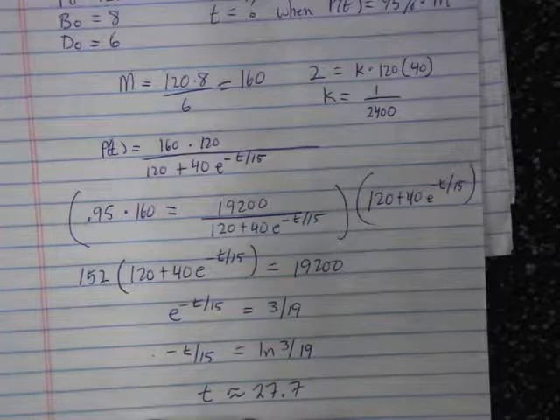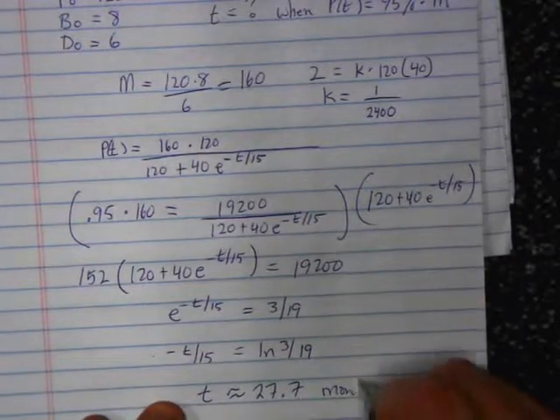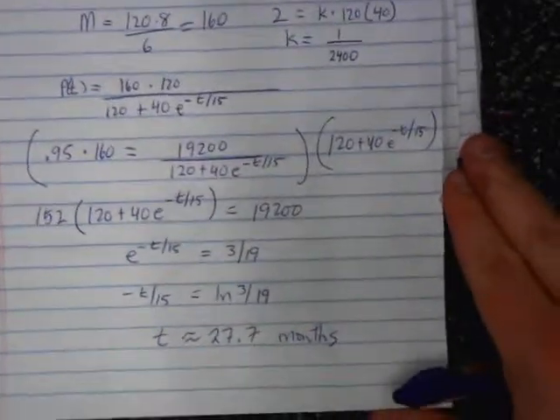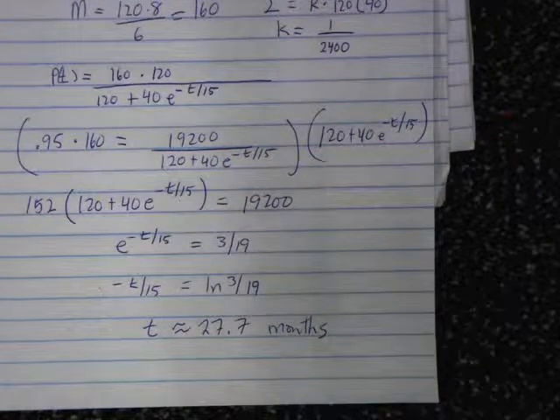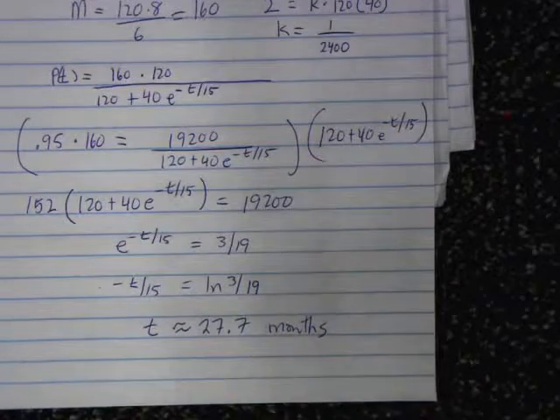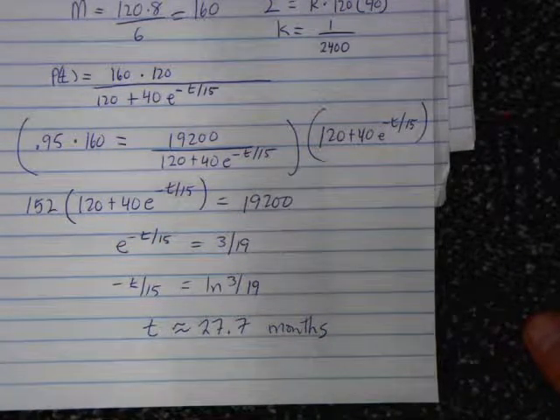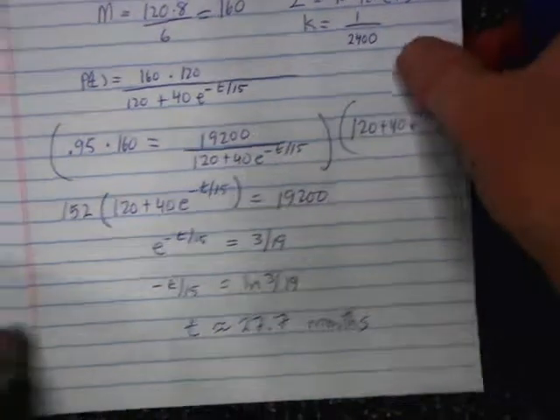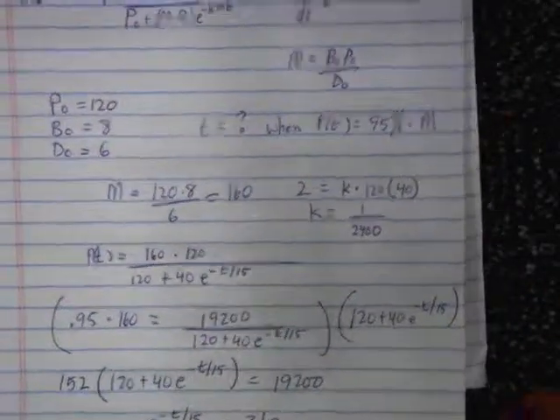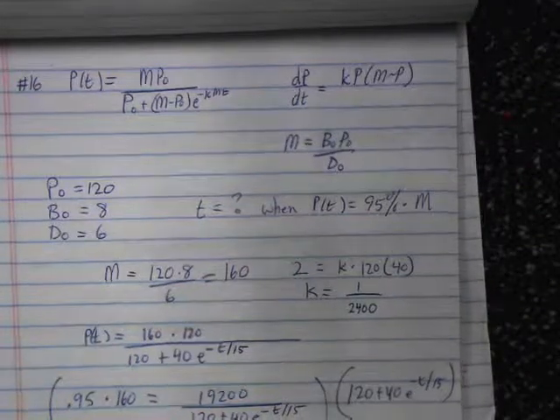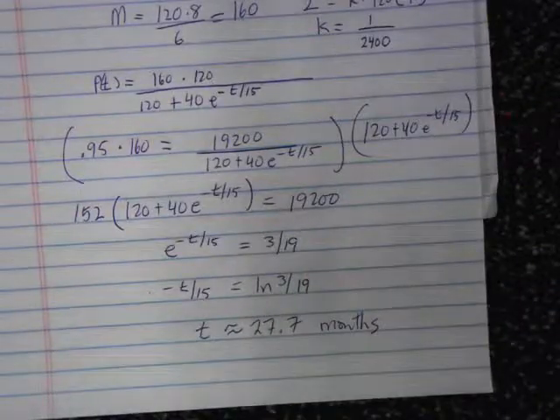How many months? T must be in months. So in about 30 months, we will already be at 95% of the carrying capacity. Okay, breeding like rabbits. So that's what the homework problems in that section are going to look like. You're going to have the formulas all set up. You'll plug in the information. Do a lot of algebra.